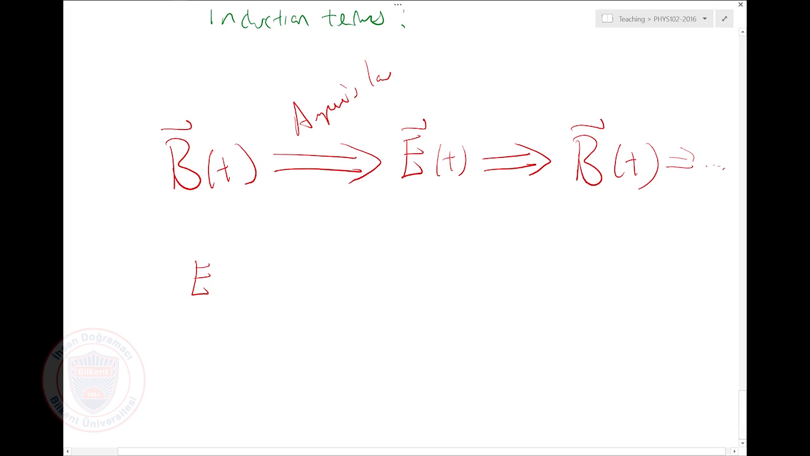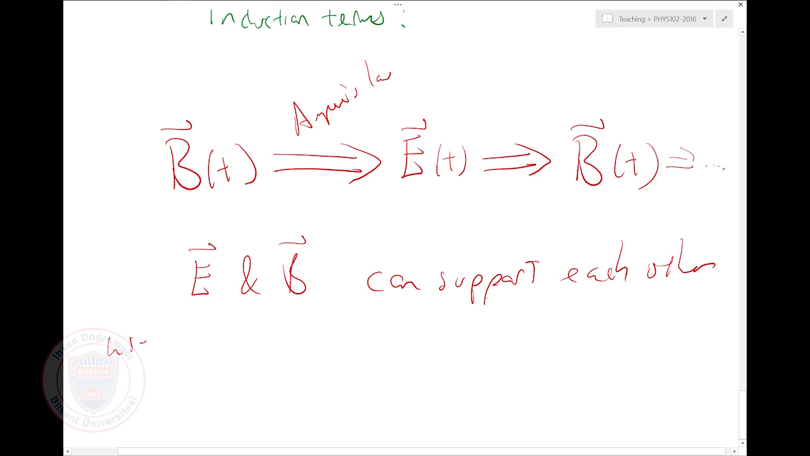So this whole system of equations means that E and B can support each other without the need for charges or currents.